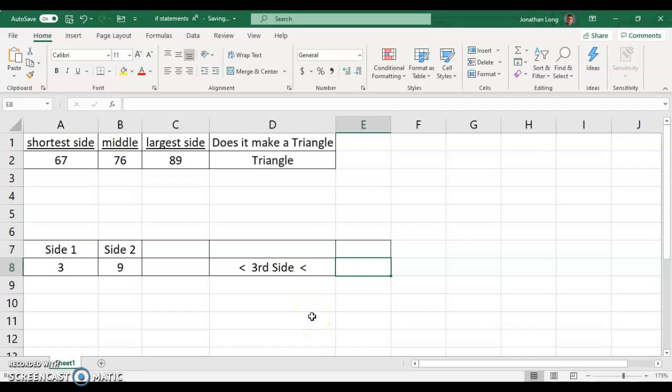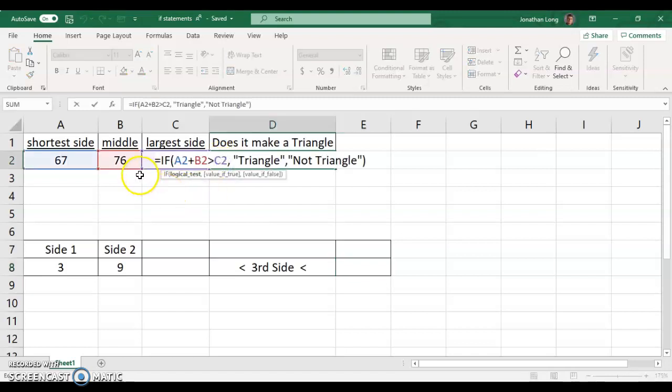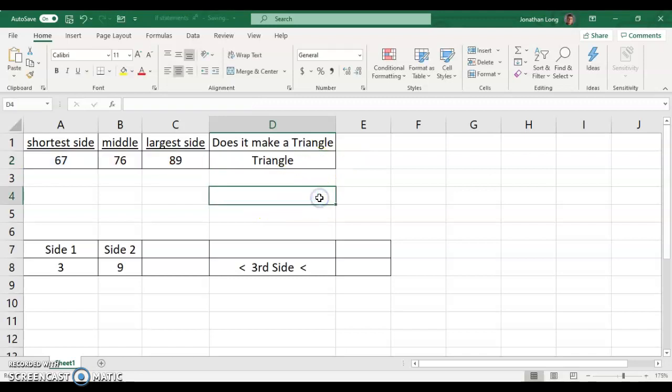Okay, time for the big reveal of how to pull this off. All right, we already have in the top part that I put them in order, smallest to biggest, and I test: I add the two smaller, and that has to be bigger than my largest side. If it's true, it'll say it's a triangle. If it's not, it'll say not a triangle.